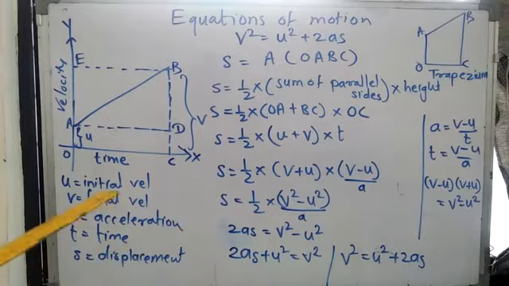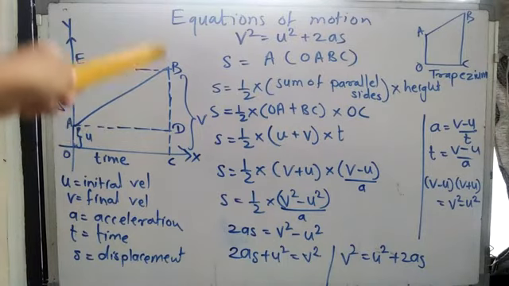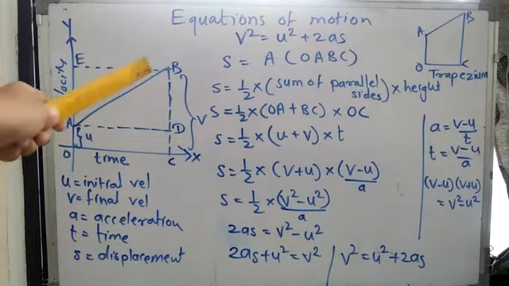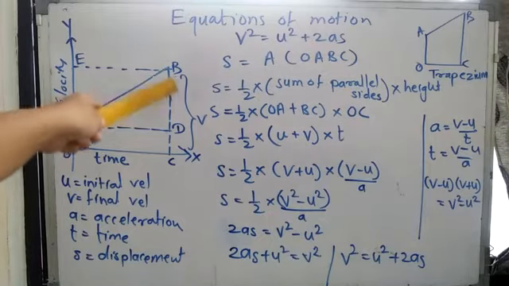On the x-axis we have taken time t, on the y-axis we have taken velocity, and here we have the origin. The object starts moving from A to B. Here OA represents initial velocity and BC represents final velocity. The horizontal line OCAD represents time because the x-axis gives us time. So OA is initial velocity, BC is final velocity. Now again we have to take the area of the closed figure OABC.